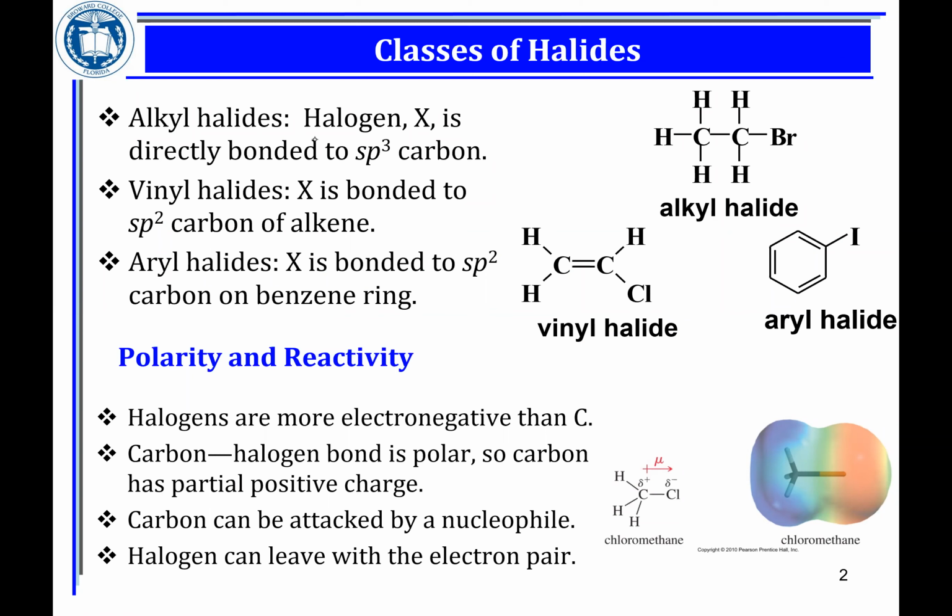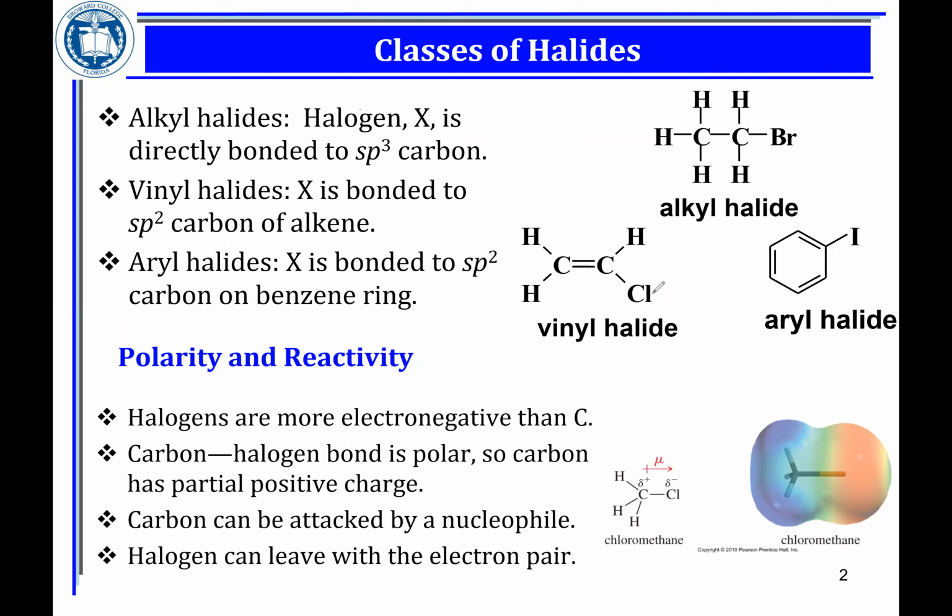So when we're talking about alkyl halides, it means that there's a halogen element from group 7A attached to a carbon that could be from an alkyl group, aryl group, or vinyl group. So we have the halides, and compared to alkanes, these compounds are a lot more reactive.